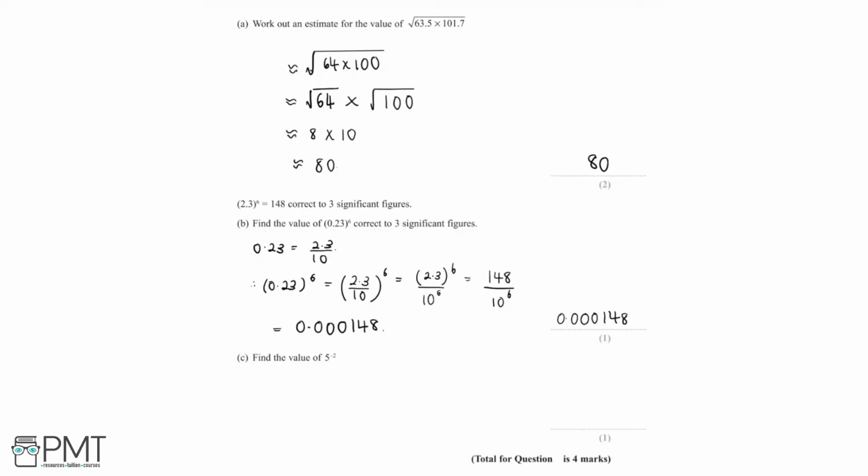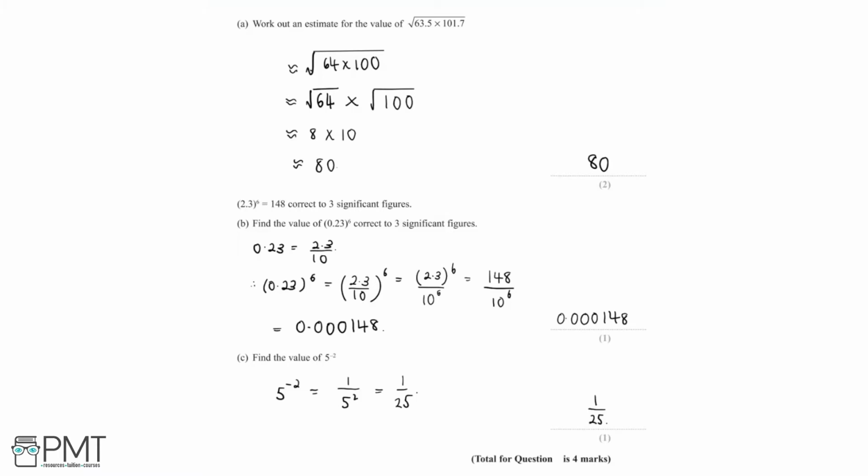Now finally, in part C, we need to find the value of 5 to the power of minus 2. We know that when we have a negative power, we need to find the reciprocal. And so 5 to the power of minus 2 is equal to 1 over 5 to the power of 2, which we can now simplify further, because 5 to the power of 2 is equal to 25, so 1 over 5 to the power of 2 would be equal to 1 over 25. And so our answer to part C is 1 over 25.